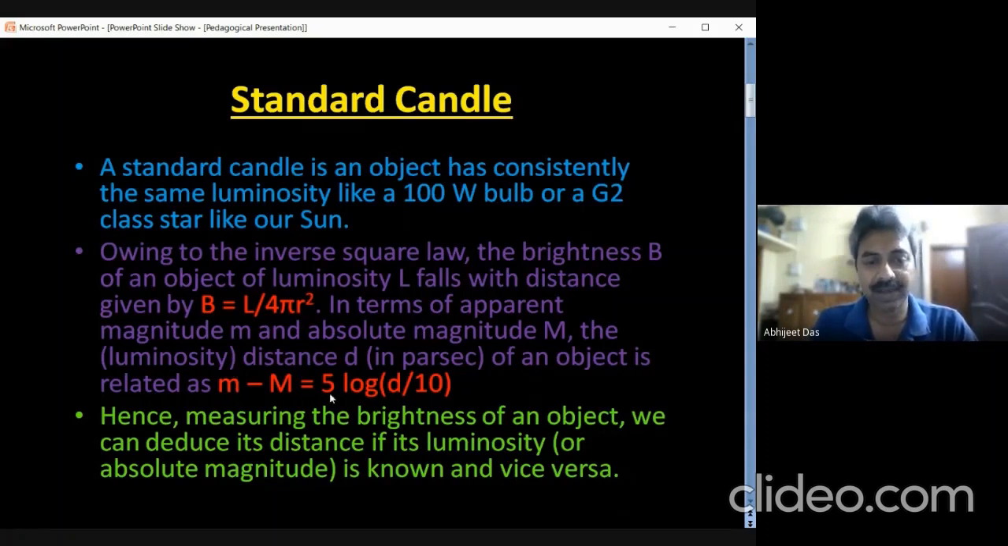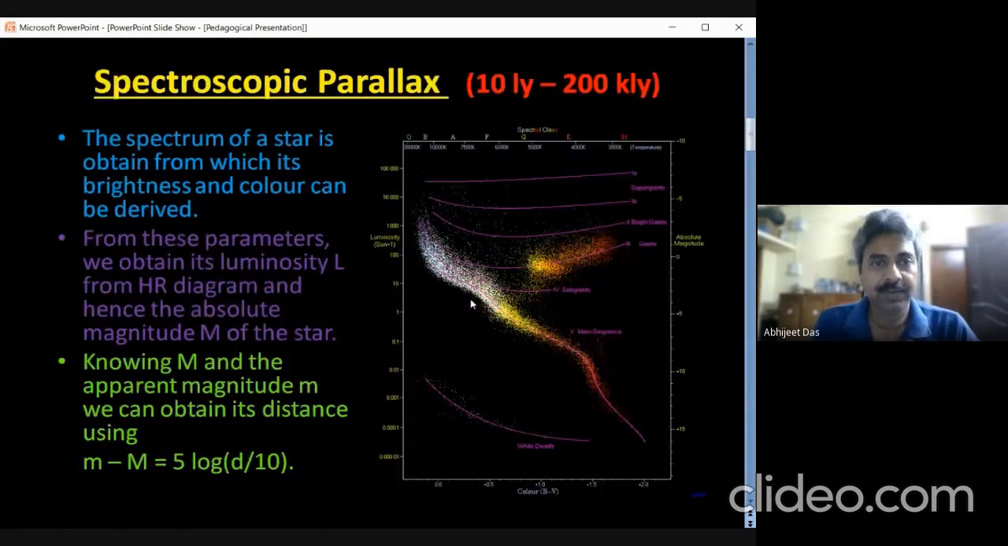Now, in terms of apparent and absolute magnitude, we get this relation: small m minus capital M equals 5 log d by 10, where small m is the apparent magnitude, capital M is the absolute magnitude, and d is the distance of the object in parsec. This magnitude distance relation is used in measuring distances using a standard candle. And while using this relation, the crucial point is that we need to know the absolute magnitude of the standard candle.